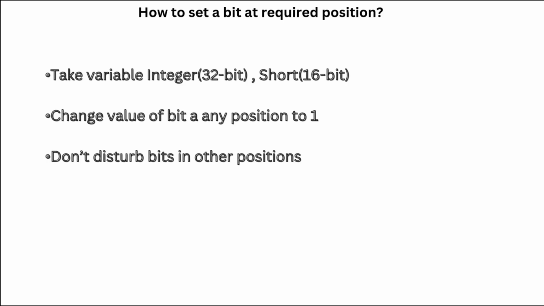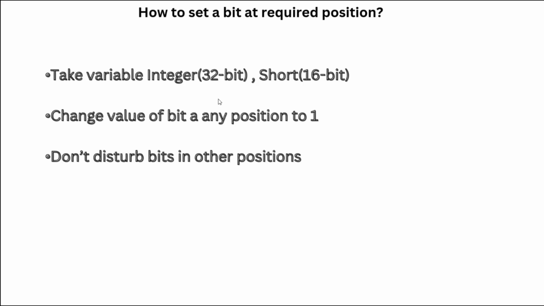Now I will show you a simple program on how to set a bit. Let's say you have an integer or a short. An integer is usually 32 bits and a short is 16 bits. Out of these 32 bits, I will ask you at any position, like position 4 or position 5, and I will tell you a position, and there you have to make that position 1.